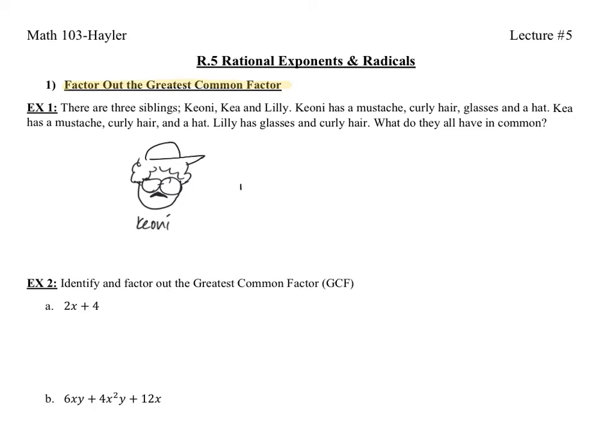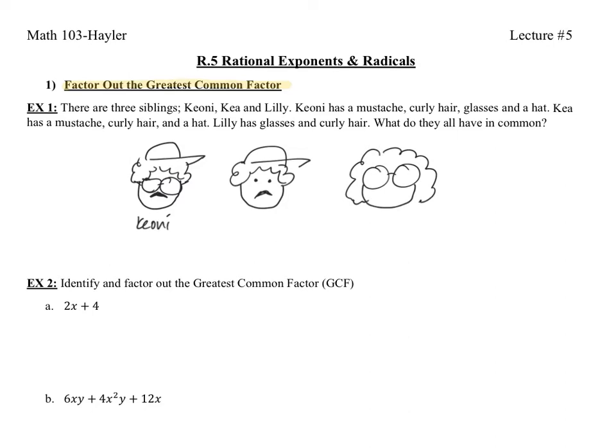And then we have Kea. What does he have? He has a mustache, curly hair, and a hat as well. But he doesn't have glasses, so there's his little eyeball. And then Lily has glasses and curly hair. And we're asked, what do they all have in common?